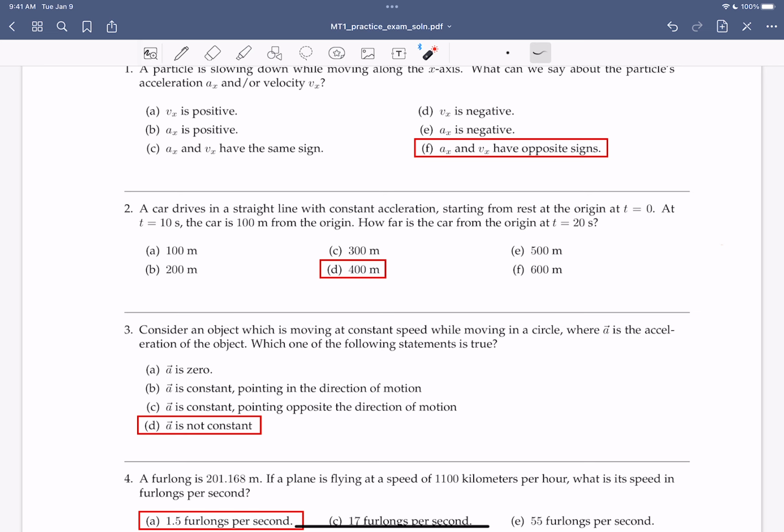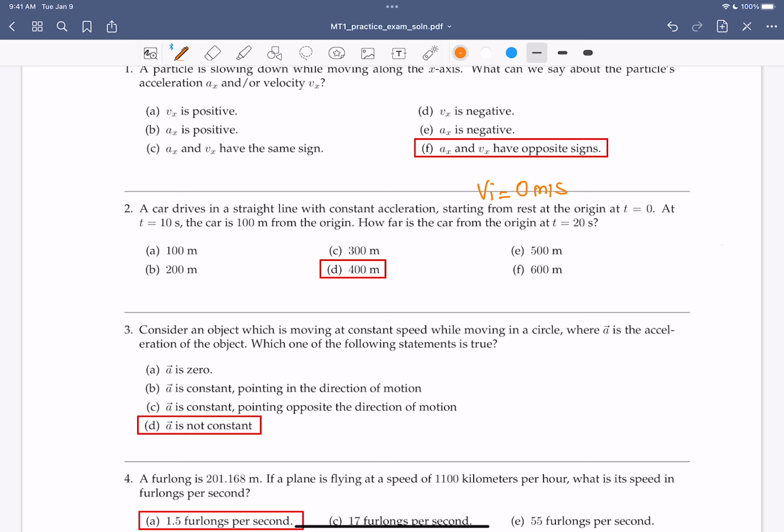It starts from rest at the origin at t equals 0, and then at t equals 10 seconds, the car is 100 meters from the origin, right? So at t equals 10 seconds, we have the car at 100 meters. That's its position at t equals 10 seconds. At t equals 0, it's at 0 meters. Now, another key part of the problem is that we're starting from rest, so that indicates that our initial velocity is going to be 0 meters per second.